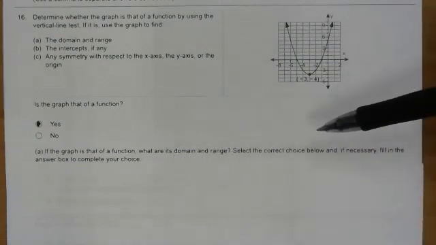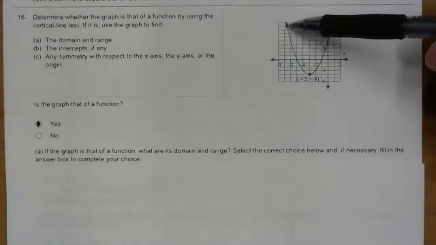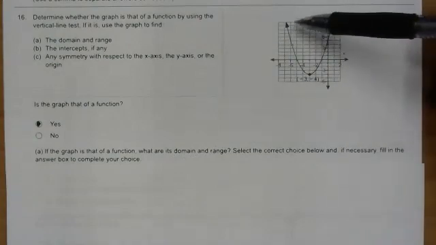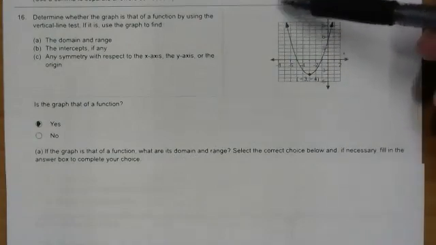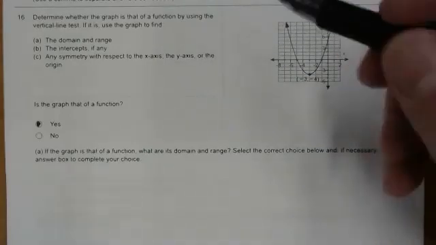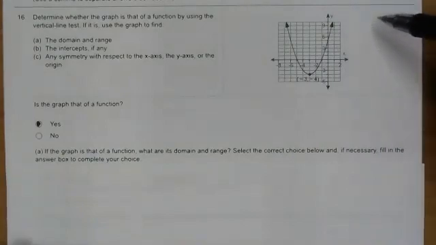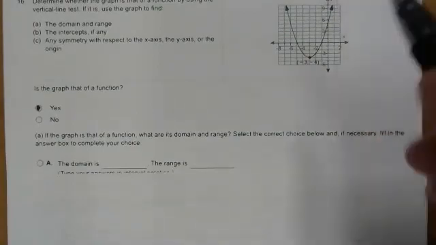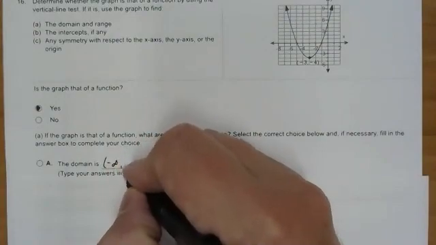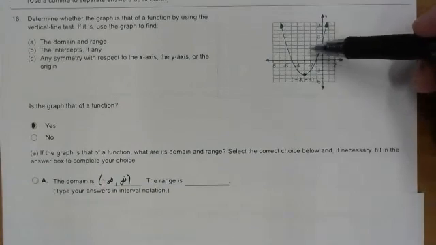Next question. If the graph is a function, what are its domain and range? You notice here it's got arrows on the end. So for domain, which I'm looking at values of x, what's the smallest? What's the farthest this graph goes to the left? Well, it goes to negative infinity. What's the farthest it goes to the right? Infinity. So the domain, hopefully I can write it as an interval this time, negative infinity to infinity.